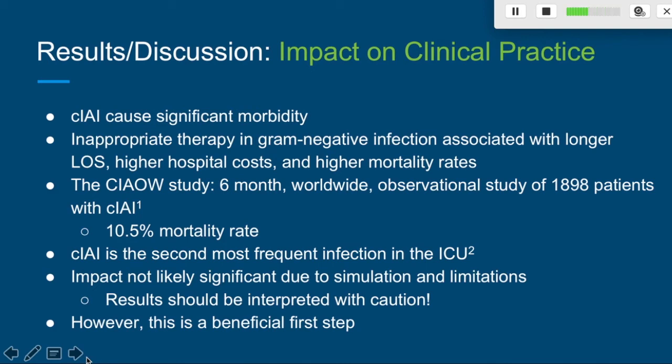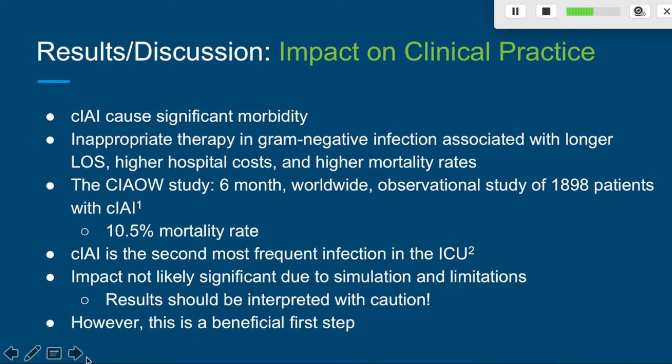The CIAOW, Complicated Intra-Abdominal Observational Worldwide Study, was a worldwide observational study on complicated intra-abdominal infections conducted at 68 medical institutions during a 6-month period, from October 2012 to March 2013. 1,898 patients were enrolled with a mean age of 51.6 years.